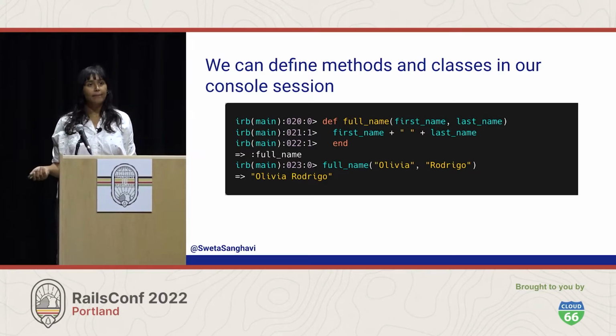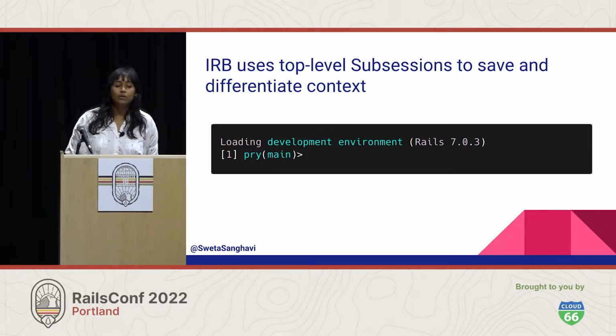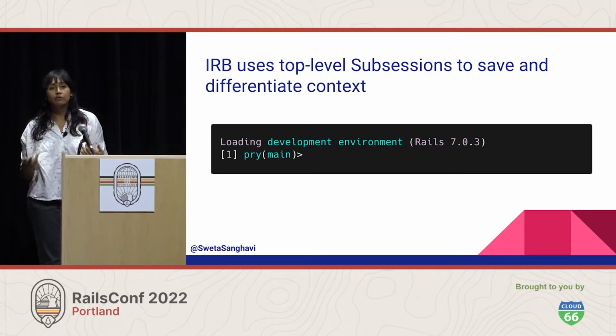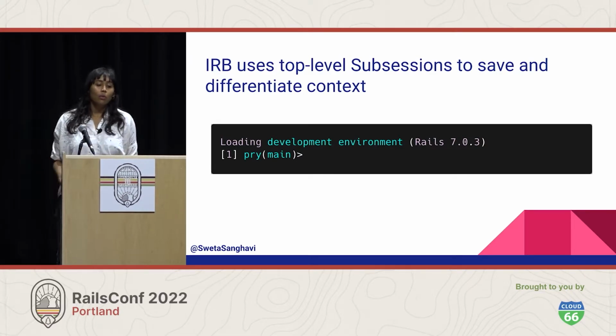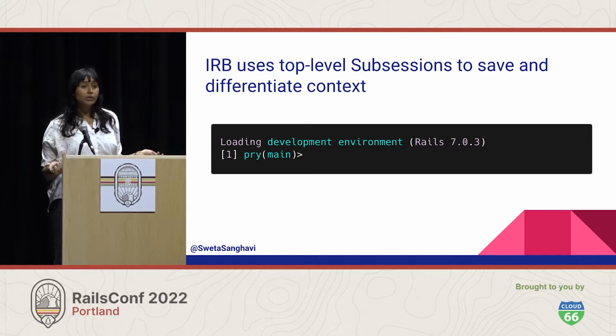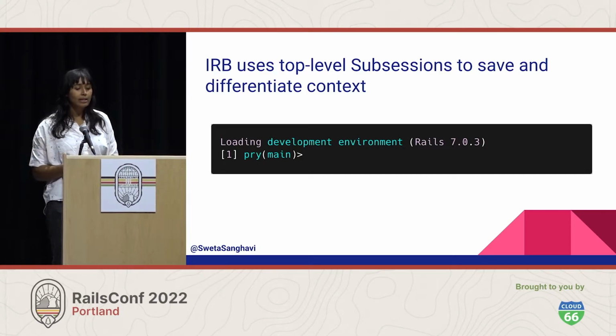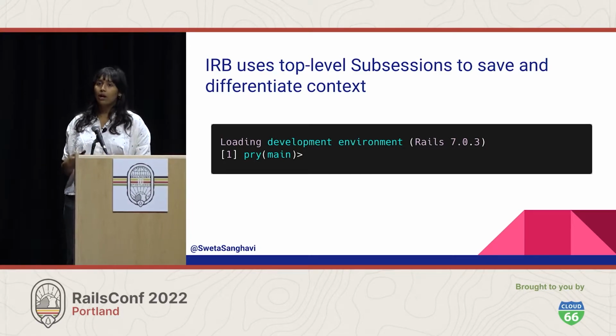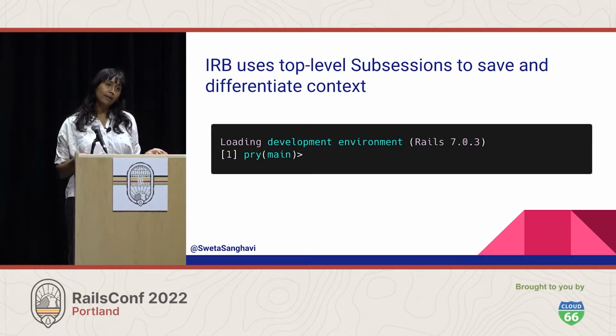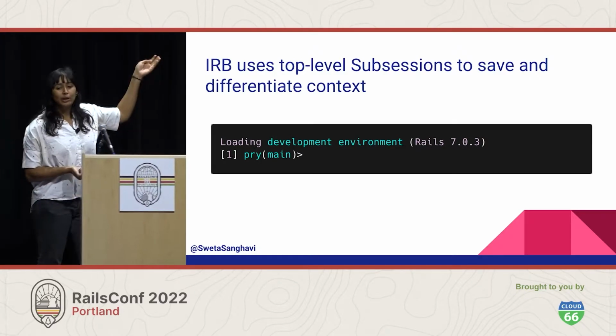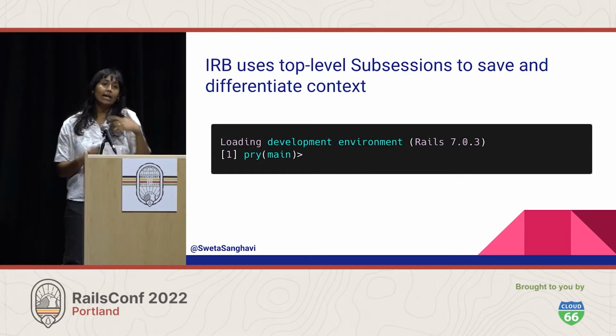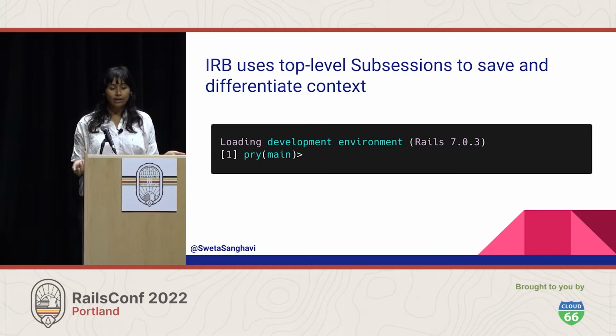Well, how does it do that? Well, IRB uses subsessions to save and differentiate context. When you spin up a console, by default, you start in a subsession in the context of an object called main.irb. You might see this familiar main in parentheses, kind of indicating the context you're in. So anything you execute in this console is going to run in that main context.